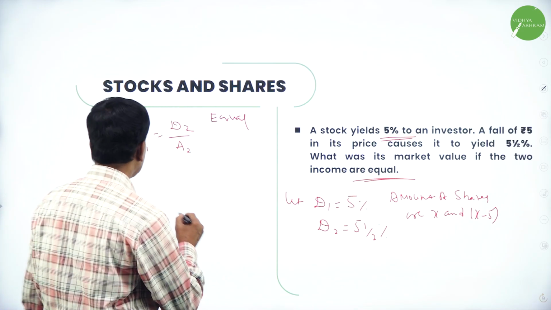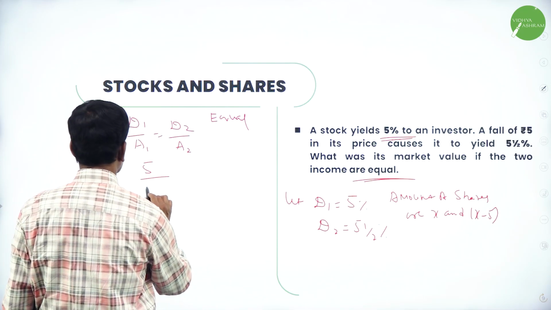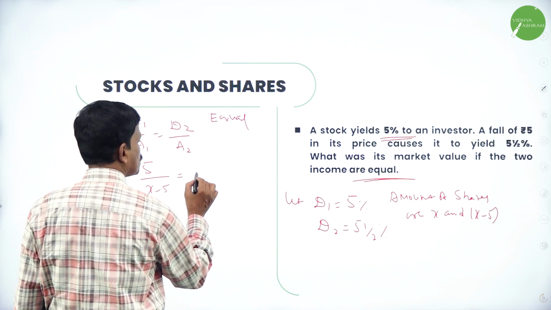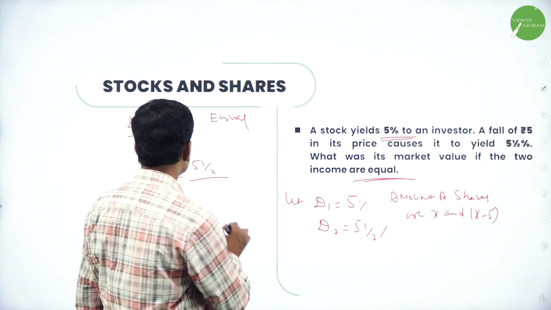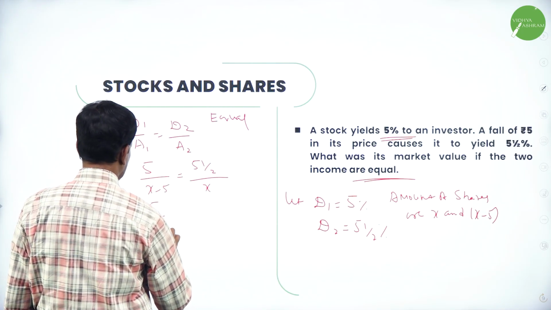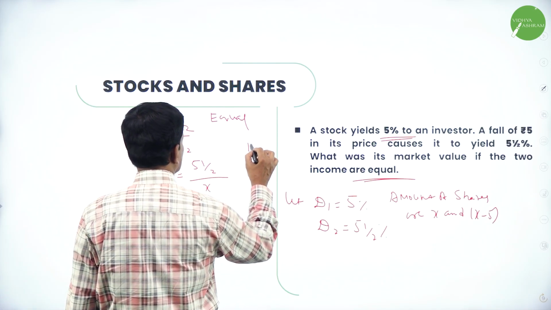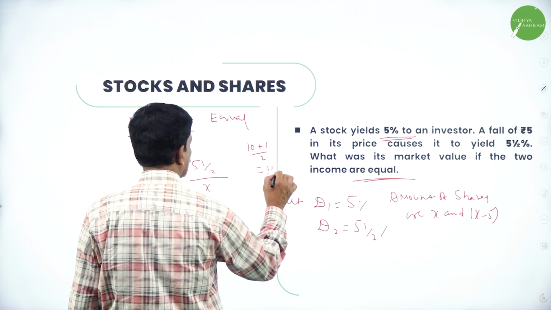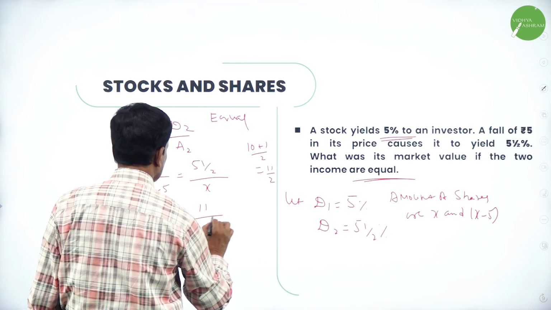So what is D1? D1 is 5, A1 is equal to x minus 5, and D2 is equal to 5.5% divided by x. Now this can be written as 5 divided by x minus 5 is equal to 5.5, which means 5 twos are 10 plus 1 by 2, that's equal to 11 by 2. So this can be written as 11 by 2 into x.